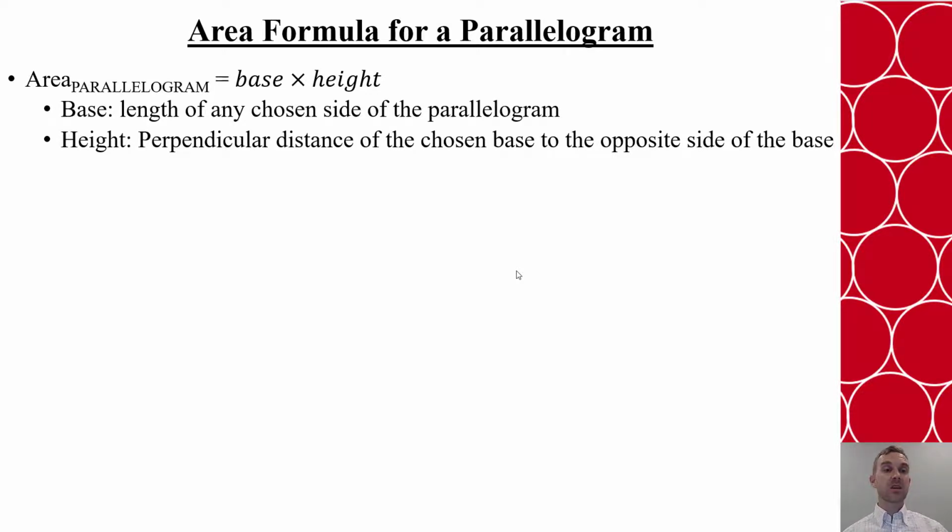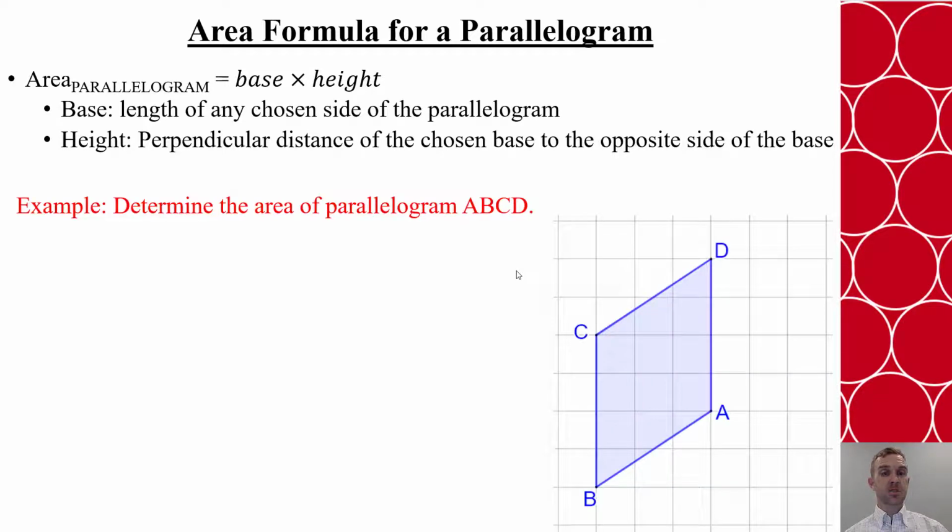The key is that we can use any side to be the base, and we're just going to use that chosen length, and the height will be the perpendicular distance from the chosen base to the opposite side of the base. So let's look at this parallelogram here, ABCD. One thing I could do is choose side AD, because that is an easy side to measure in this image. That's one of the key ways I often think about it if I have a grid like this. Use the side that's easy to measure as the base.